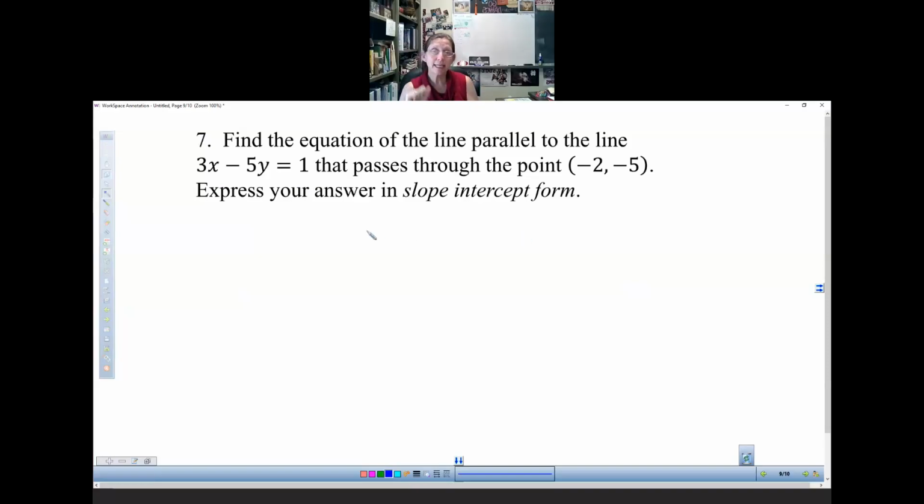I am going to tell you that this really means let's put it in point-slope form and then solve it for y, okay? We just don't have to do the stops along the way. We just get to the y is equal to mx plus b form. So that's what the final answer is going to look like.